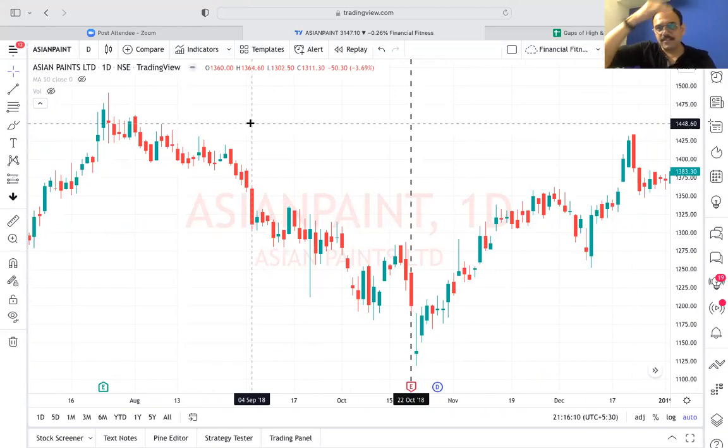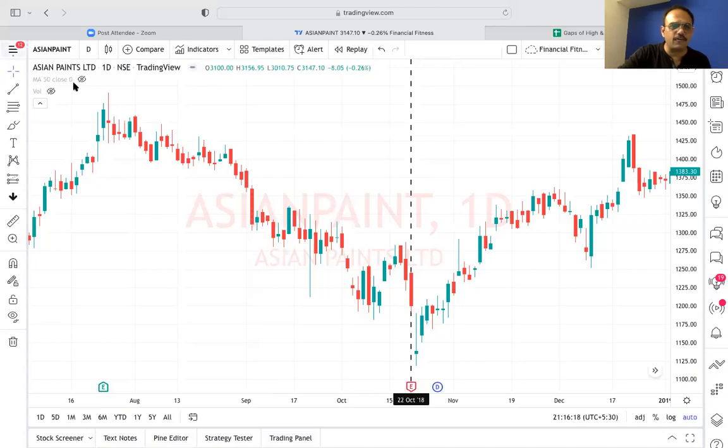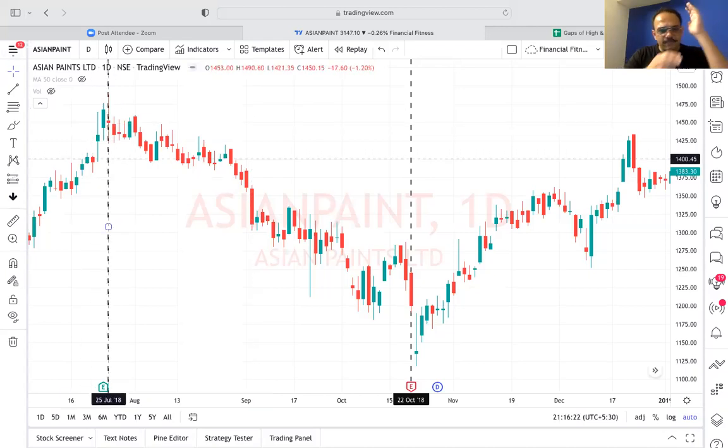Similarly, when the prices are falling down, even the prices get tired of falling. There is a fall like here in Asian Paints from 25th July, it just kept on falling till October. So July, August, September, October, four months, the price is falling. Now the price gets exhausted while it is falling down and it stops falling.